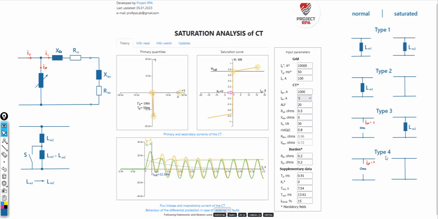With the last type of magnetization curve, which is the simplest in terms of calculation, but at the same time also one that is subject to the greatest error, the magnetizing branch is interrupted in normal operation and short-circuited in saturation mode.